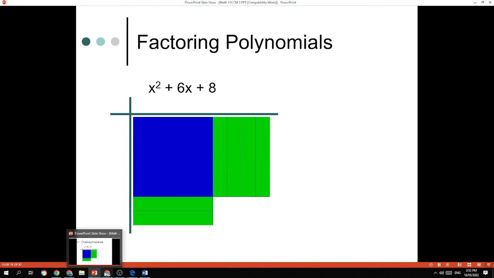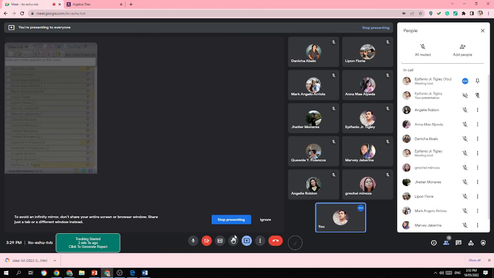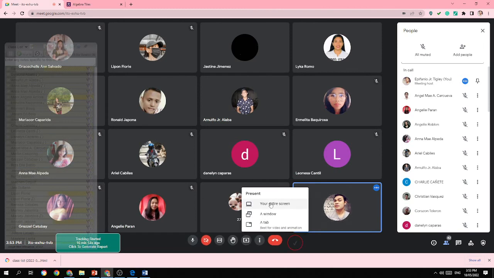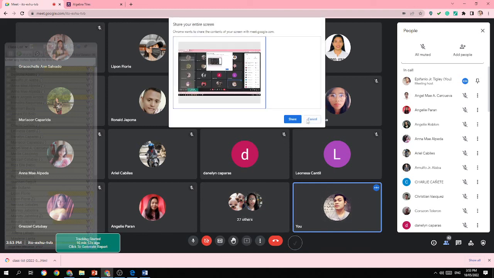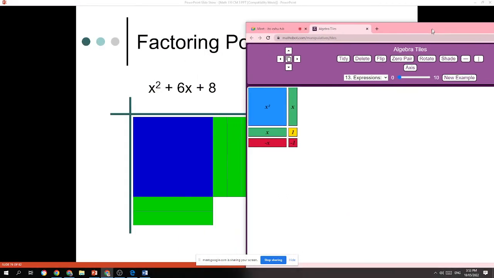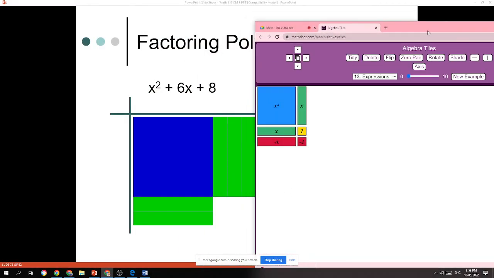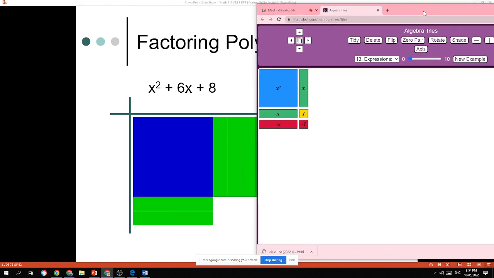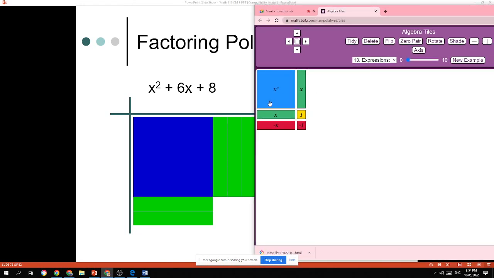So, let me present to you. Ay, let me show you para maklaro ni nako. Para dito malibog ani. Let me show you the whole screen first. Entire screen. For a while, class. Do you see the algebra tiles right now on your screen? Yes, sir. Okay. Do you see the application I'm using? Yes, sir.